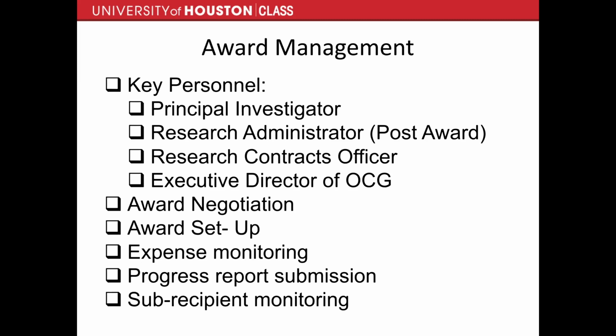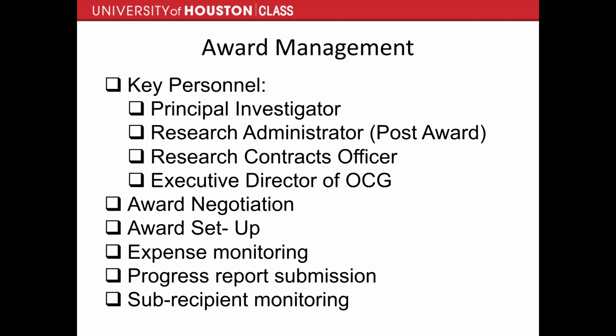And so just like you have a research administrator or a research liaison officer for the pre-award phase, you also have a research administrator for the post-award phase. It'll be a different person than what you dealt with before. So some key personnel in the award management phase is obviously the principal investigator. It's going to be your post-award research administrator. It'll also be your research contracts officer, which I'll get into in a little bit. And then it'll also be the executive director of the Office of Contracts and Grants.